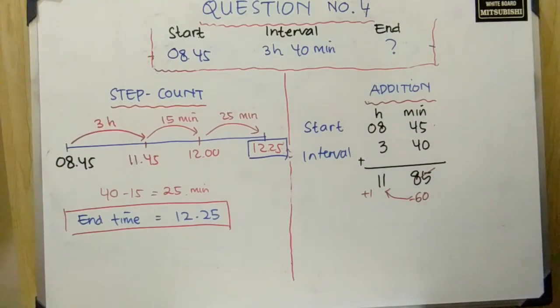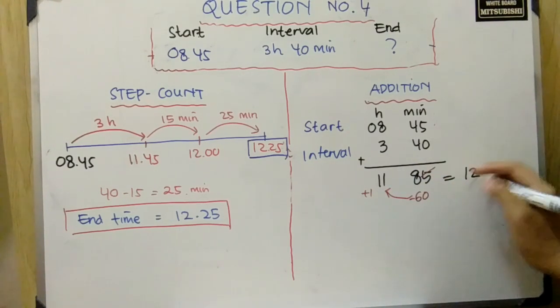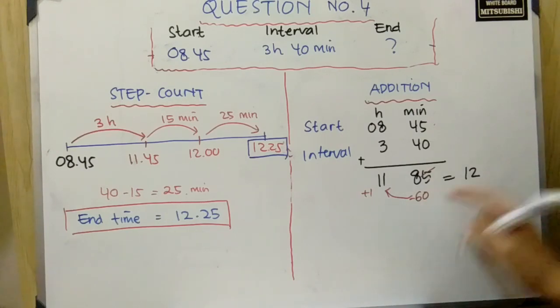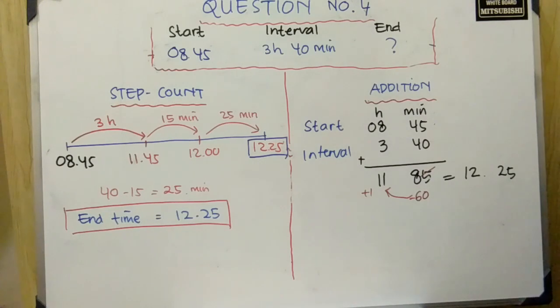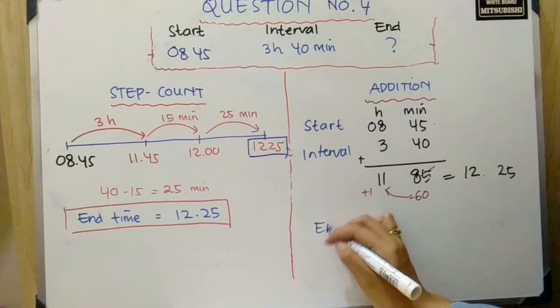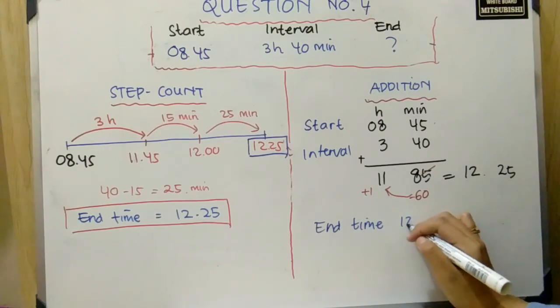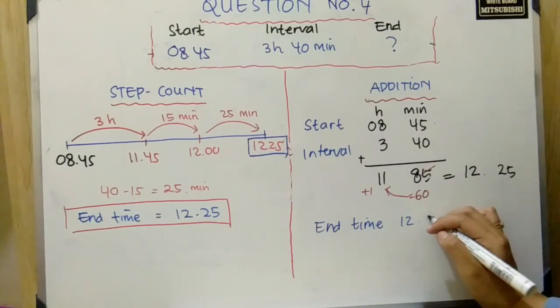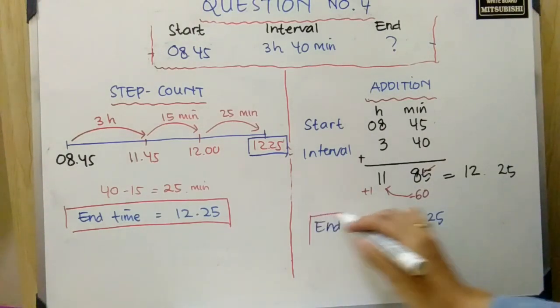So the end time here becomes 11 plus 1 is 12, and 85 minus 60 is 25. So the end time is 12:25. It's the same as the step count way, so Mr. Gun got off the bus at 12:25.